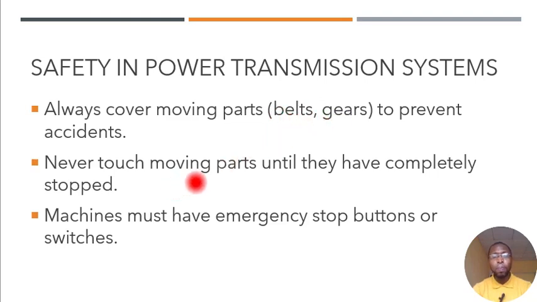Secondly, never touch the moving parts until they are completely stopped. Don't be tempted to say, okay, I want to stop the belt from moving, I want to stop the gear from moving. No, no, no, no. It can also lead to an accident. And lastly, the machine must have emergency stop buttons and switches. In case there is a fault somewhere, the machine should have an emergency stop button that somebody can easily press, and everything is shut down.